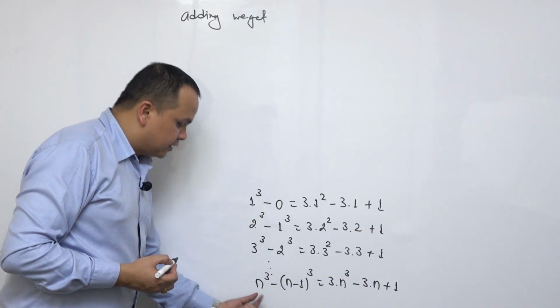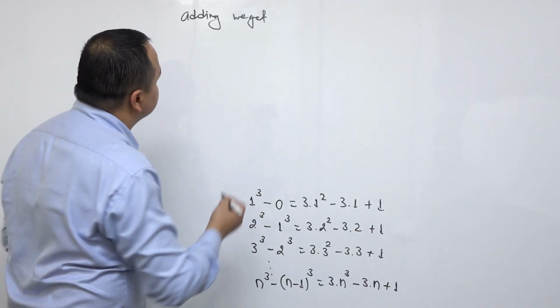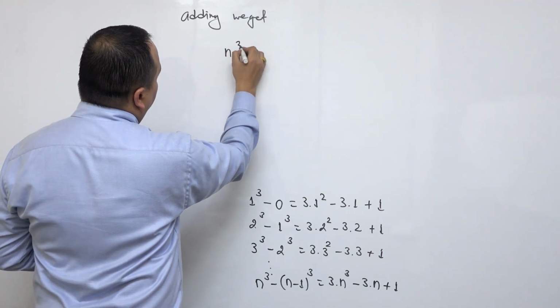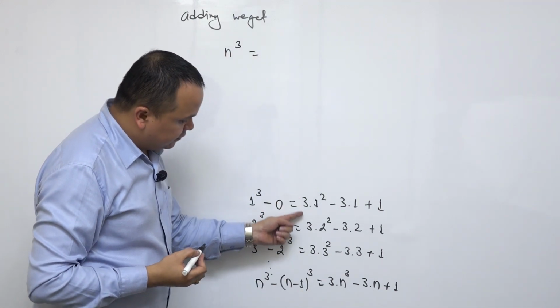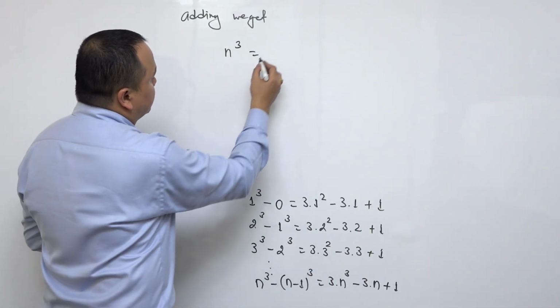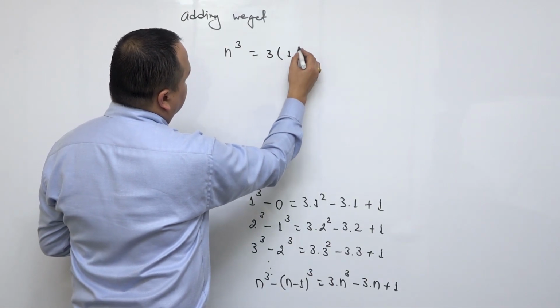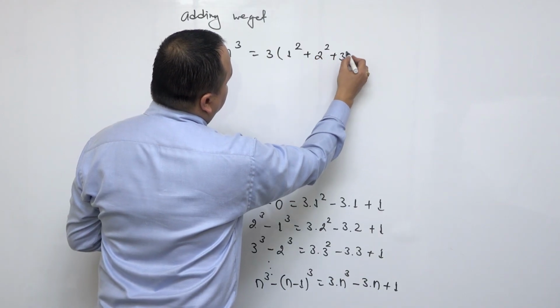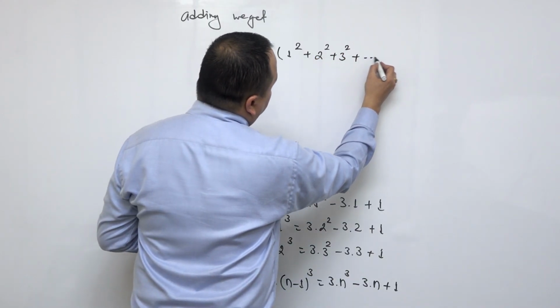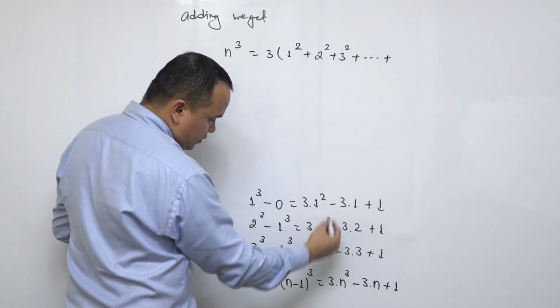The left hand side becomes only n cube. In the right hand side, here 3 is common. The 3 times of 1 square, 2 square, 3 square, plus ... plus n square.